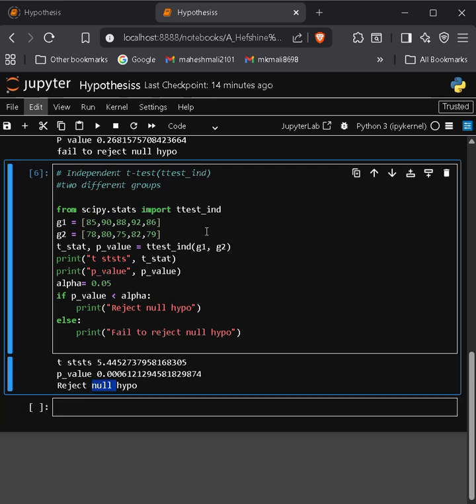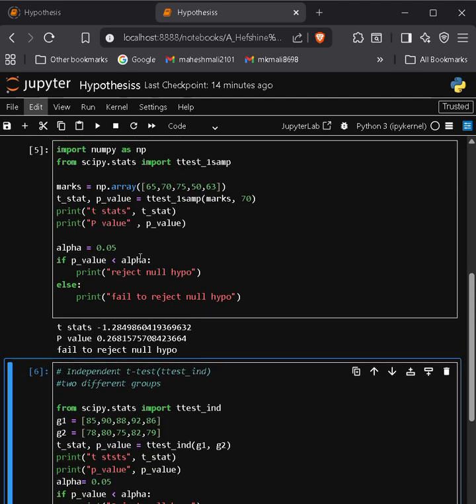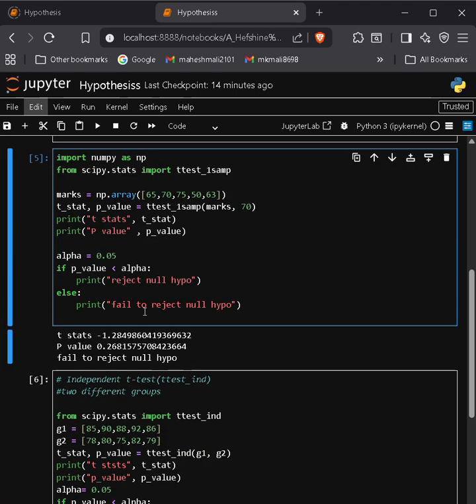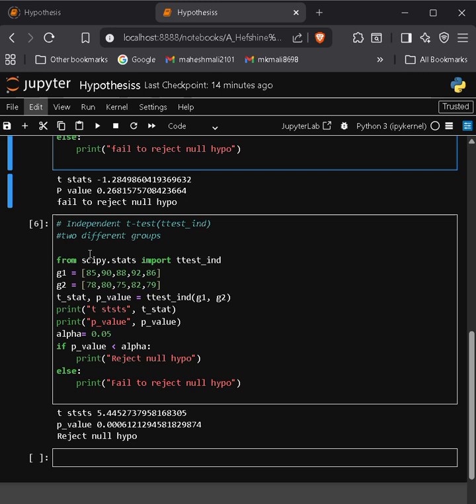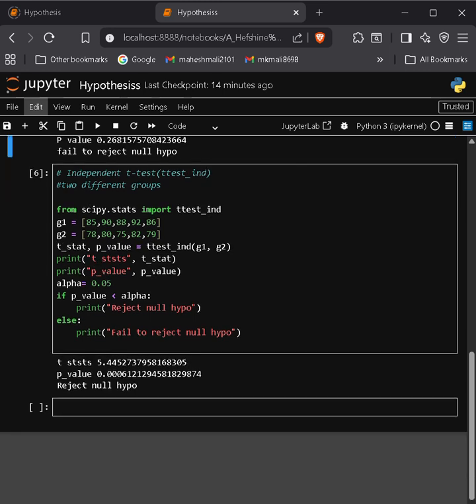It is used for two different groups. The first, the one sample test, only has one group, and in the independent t-test we have two groups. For three or more groups we can use other tests.